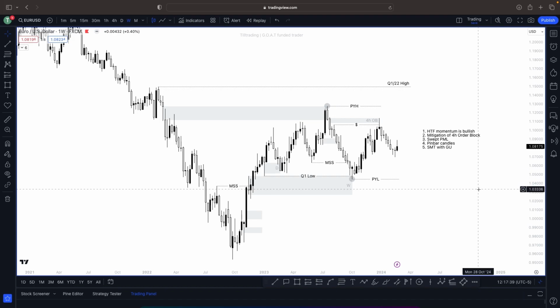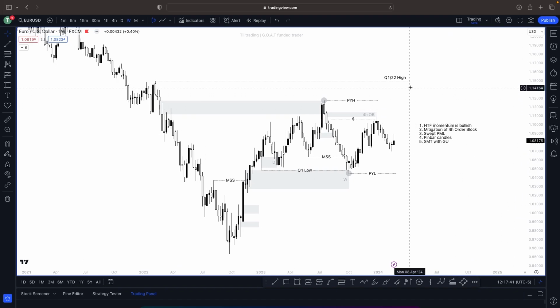So yeah, let's dive right into it. You can see that I marked up the following levels. First, I marked up the previous year's high and the previous year's low, which is the range we are currently trading in. I also marked up the Q1 high of the year 2022 and also the Q1 low of 2022.